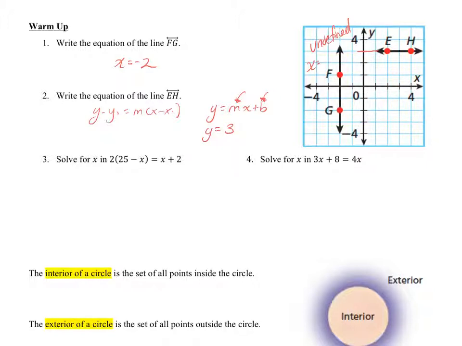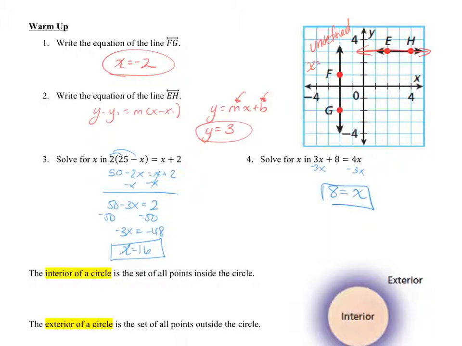So when we have a horizontal line, it's a zero slope. This is my horizontal line, EH, and that's going to be a y equals equation. And when we have a vertical line, it's an x equals equation. So it's some algebra review for you. And then solve 3 and 4 and hit play when you're ready to see the answers.